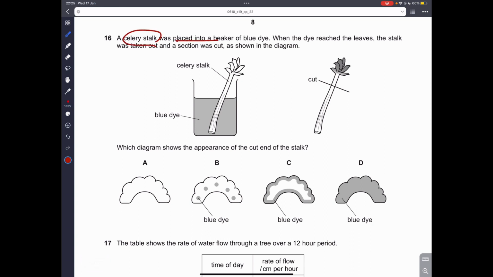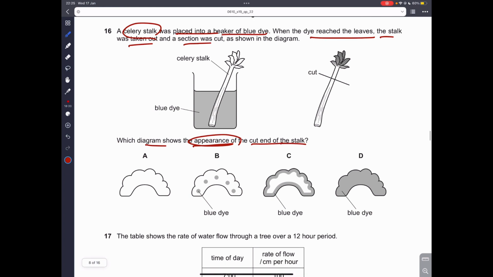Question 16. A celery stalk was placed in a beaker of blue dye. When the dye reaches the leaves, the stalk was taken out and a section was cut. Which diagram shows the appearance of the cut end of the stalk? Now, the blue dye is going to travel up the xylem.